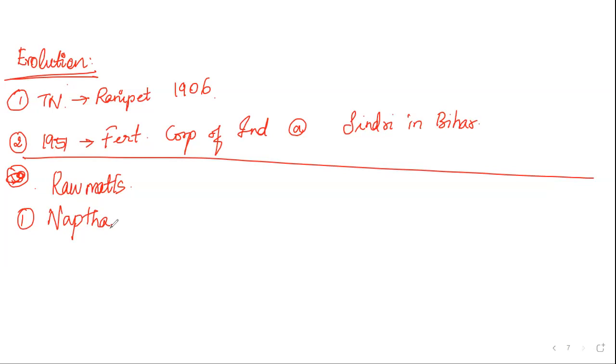Take down one more important question. Why, in recent times, are the fertilizer industries being shifted to port-based fertilizer plants? Write this question and put it in a box. We will write the answer in a short while.